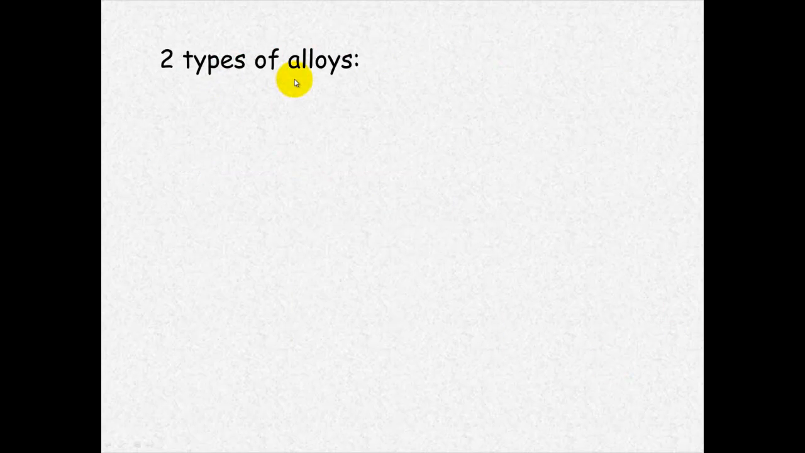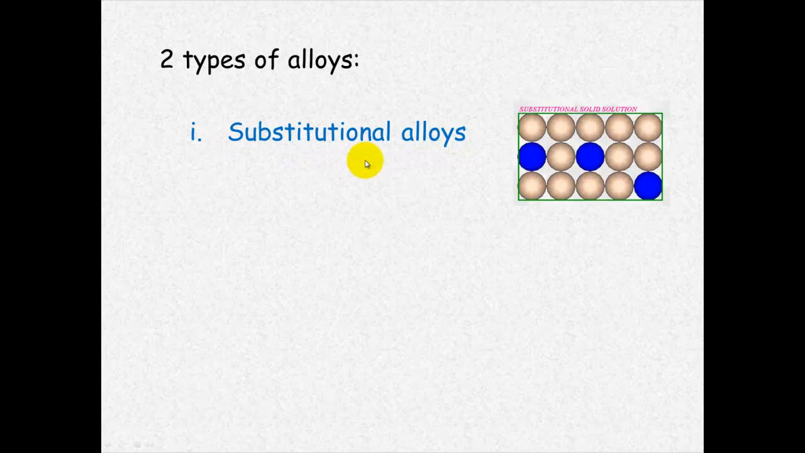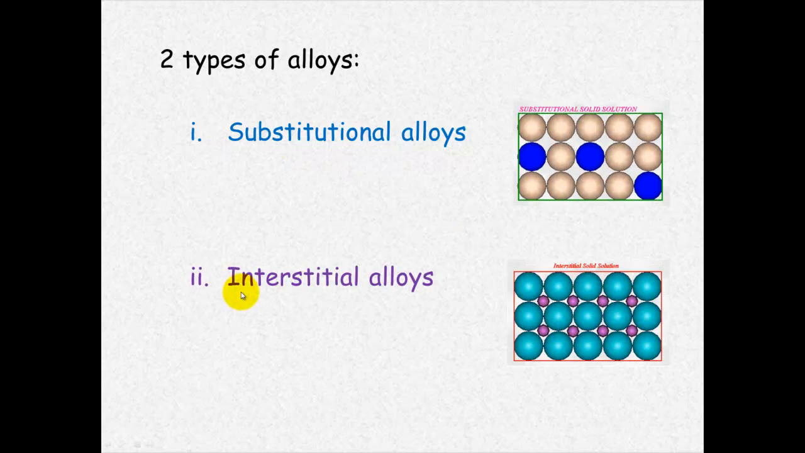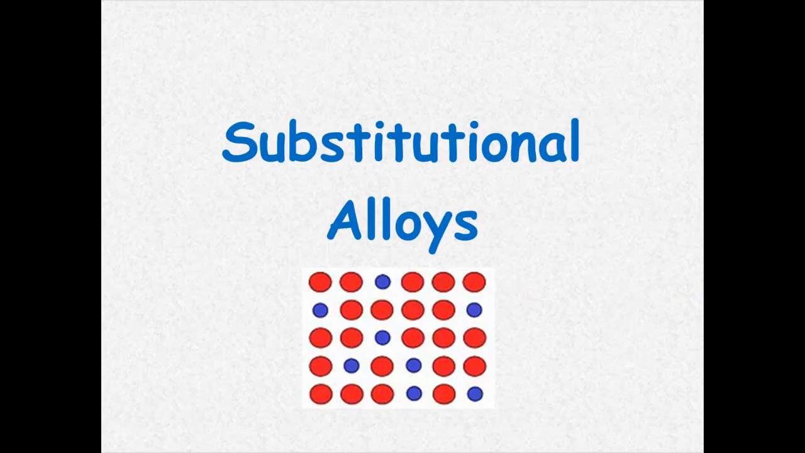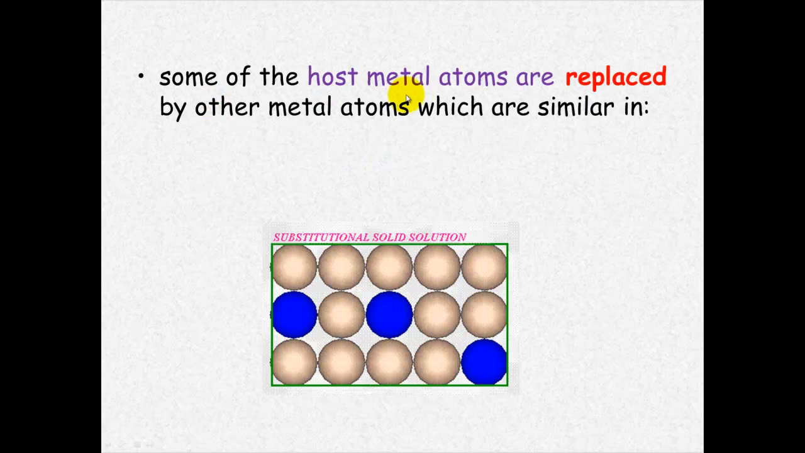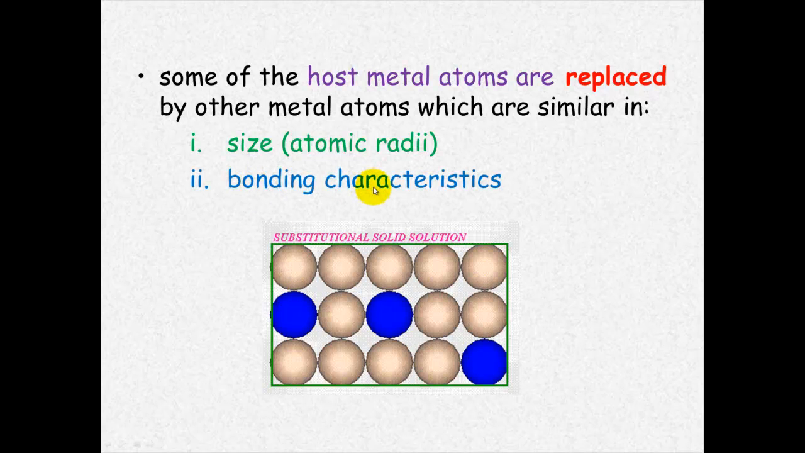So there's two types of alloys. One is substitutional alloys, and the second one are interstitial alloys, and these are the two types that I want to talk about in this video. Substitutional alloys, it's exactly what it means, substitute. One of the cations is substituted by another metal. So some of the host metal atoms are replaced by other metal atoms, which are similar in two things. Firstly, size, so they've got a similar atomic radius, and also in bonding characteristics.